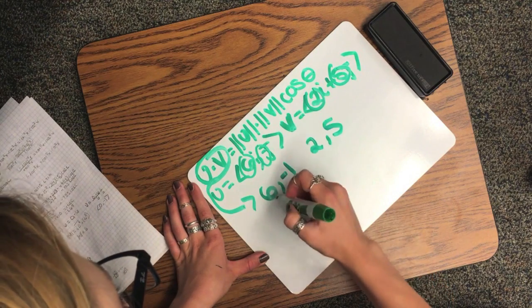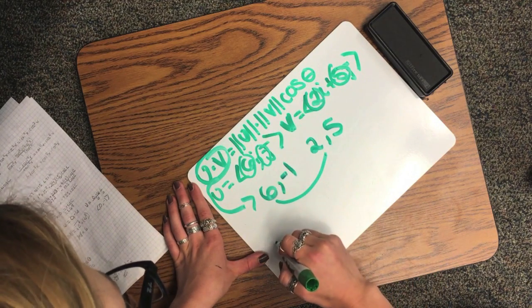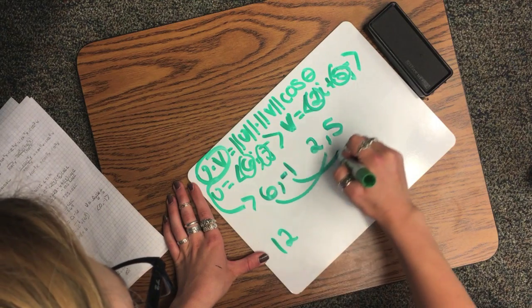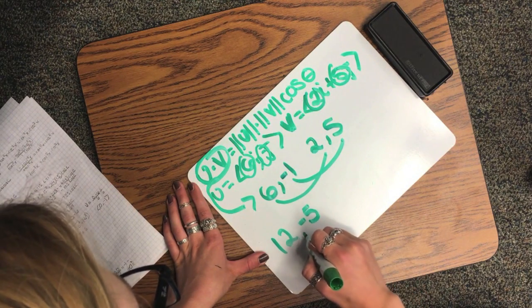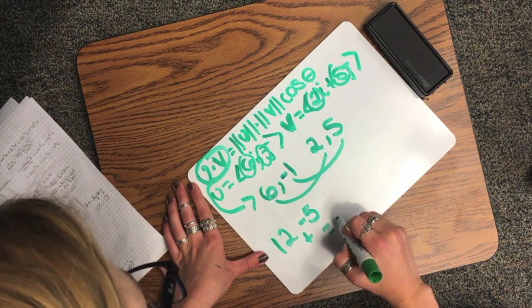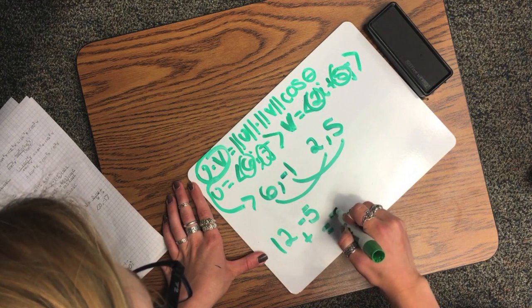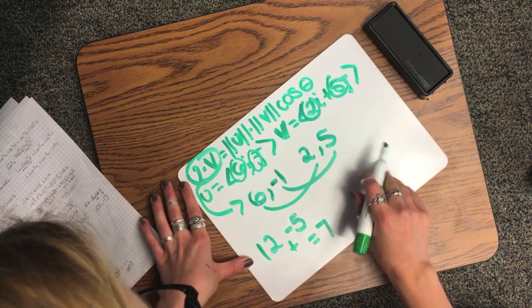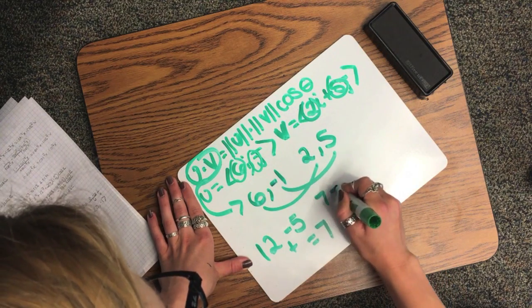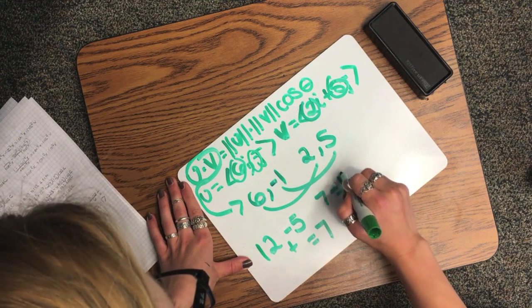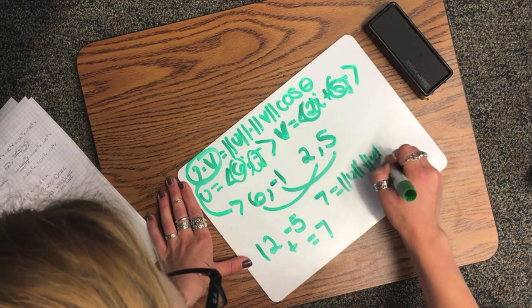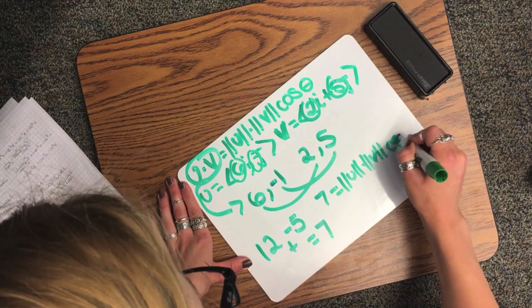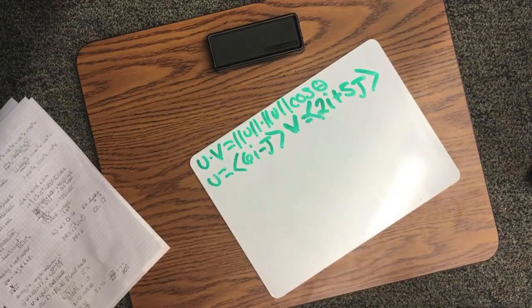For multiplying these two terms, we will take the first term from each set and multiply them together, 6 and 2, which is 12. And then the other two, -1 and 5, which is -5, and add these two together to get U times V. So we end up with 7. And we will rewrite our formula as 7 equals the magnitude of U times the magnitude of V times cosine of theta.